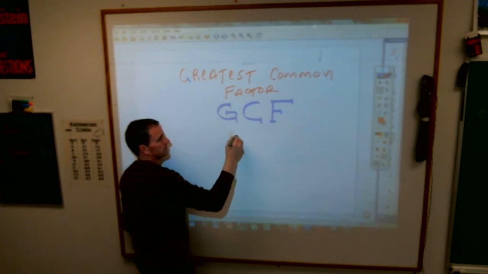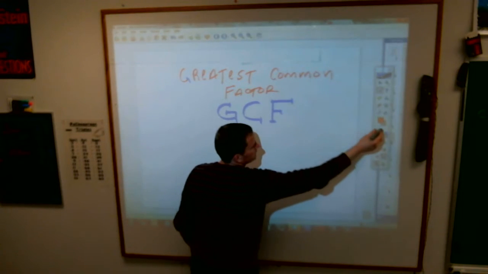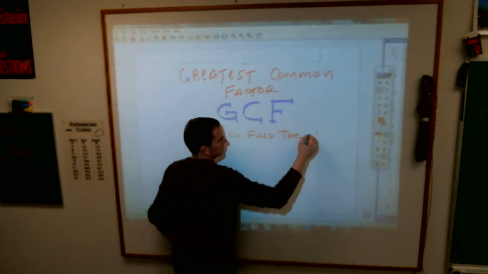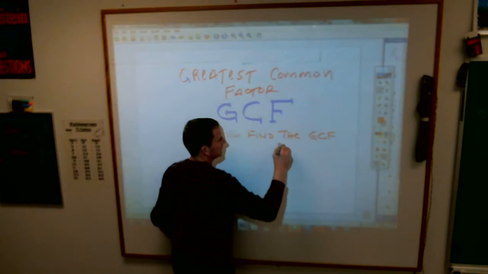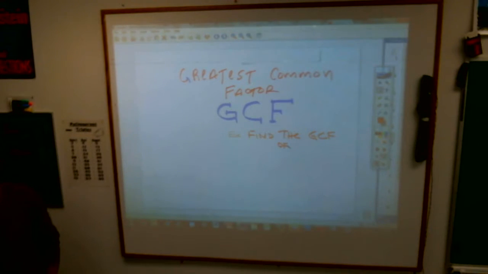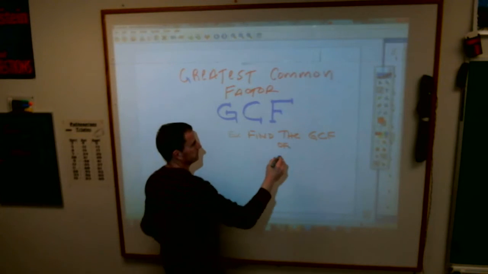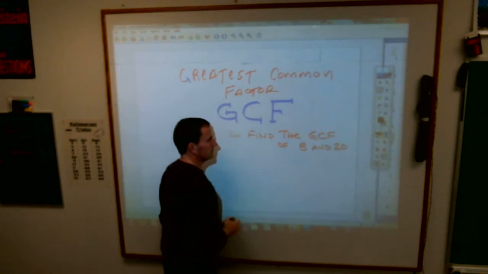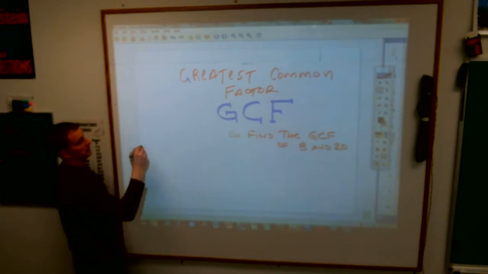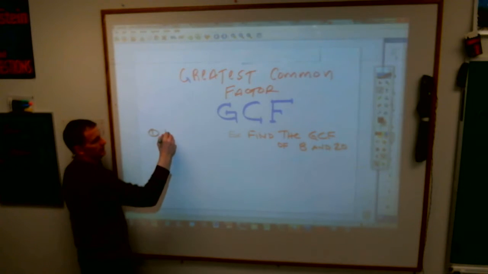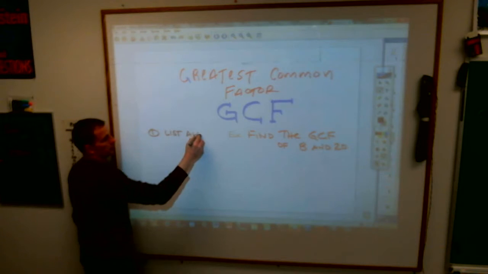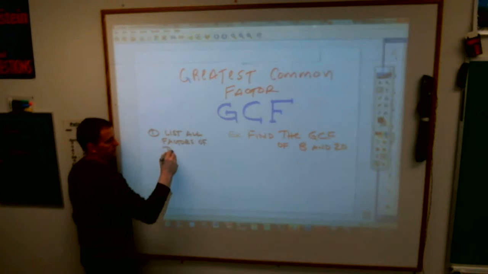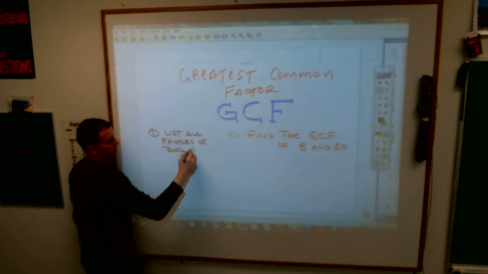Here's my example. Find the greatest common factor of 8 and 20. Well, to find the greatest common factor, here's what you need to do. Step number 1, list all factors of both numbers.